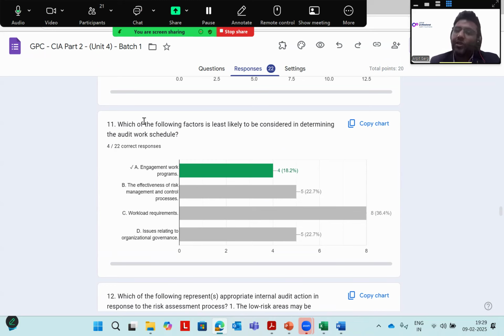Work program actually includes the steps that we need to do in the course of audit, who will do them, and by when. So basically, work program includes your work schedule also. Are you getting what I'm trying to say? Ideally your work program will have the work schedule also. Can you all say that with me? Generally your work program will have what? Will have your work schedule.